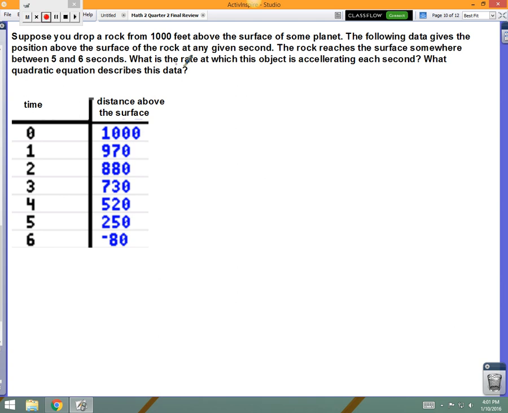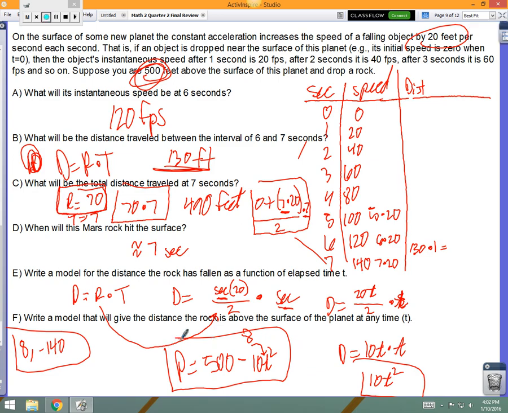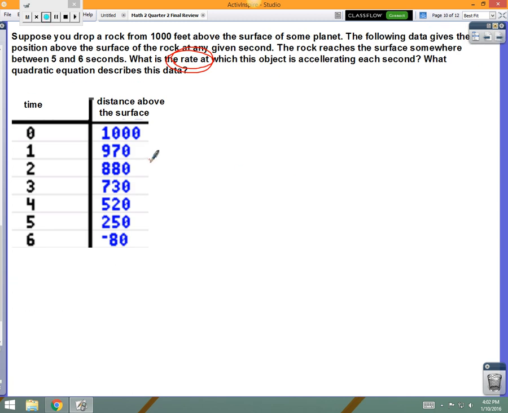Okay, what is the acceleration? So what is the rate at which this object is accelerating each second? What quadratic equation describes this data? So this is the quadratic equation right here for this planet where the object is increasing by 20 feet per second every second if you drop it from 500 feet. So this table, we kind of got to work backwards.